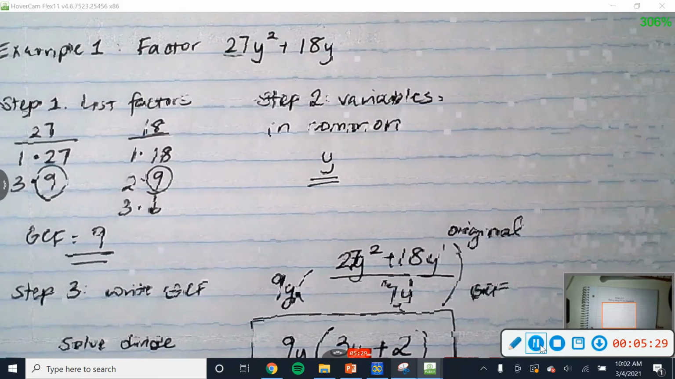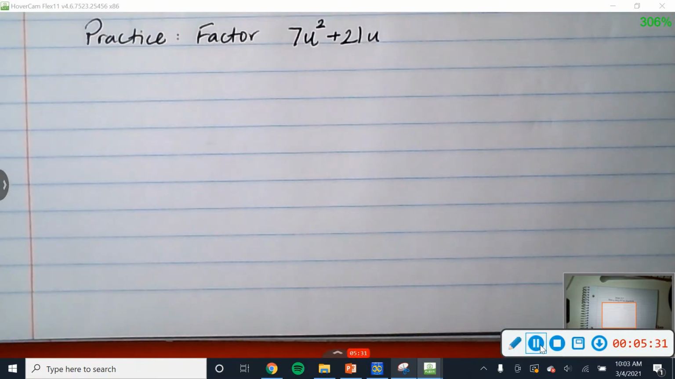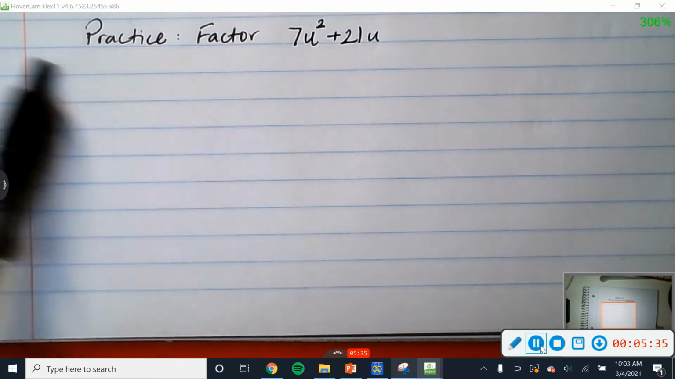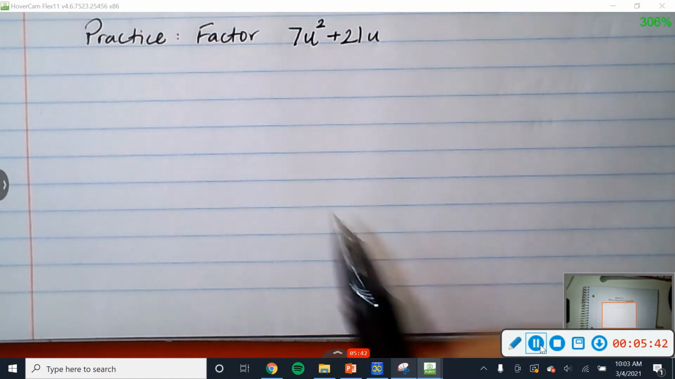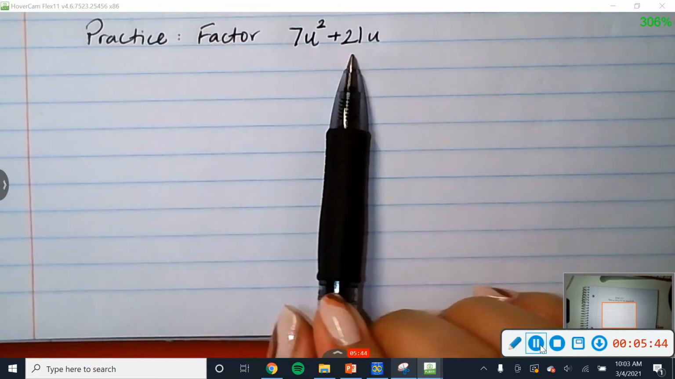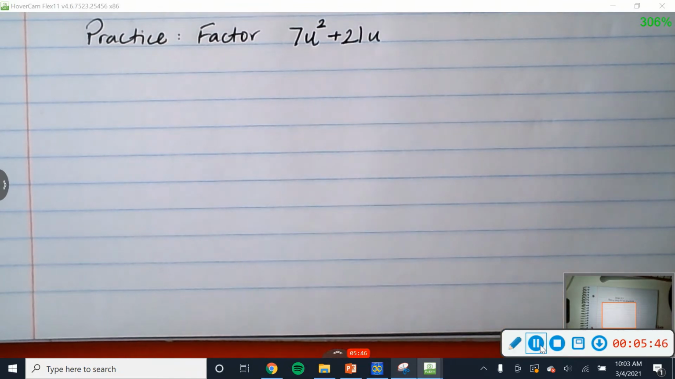Let's try another practice problem. I want you to try this on your own. If you need to, rewatch the first example so that you can have all the steps written out and you know how we divide it. Once you're ready, I want you to pause this and try to solve this expression on your own, and then come back for the answer.